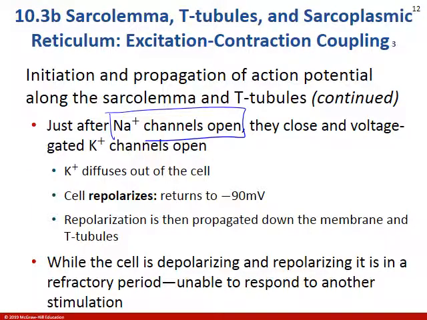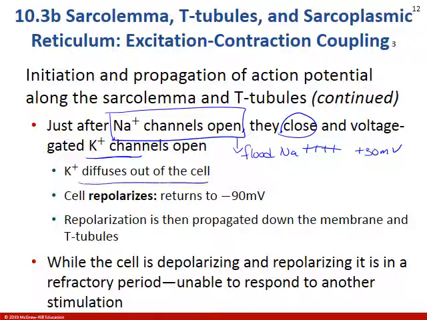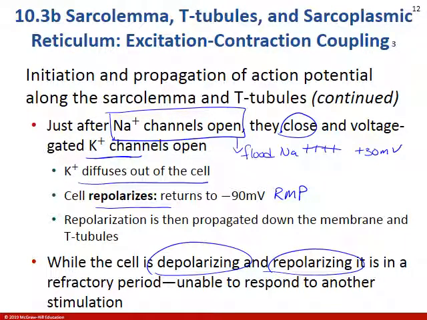So just after the sodium channels open, that's when we have our flood of sodium ions, right? And when these sodium-only channels open, that's when we go to our positive 30 millivolts, right? They're going to close, and then we're going to have potassium channels open. Potassium is going to diffuse out of the cell and repolarize, meaning bringing the inside of the muscle back to negative 90. And this happens over and over again, this depolarization, repolarization. So let's look at that in more detail.